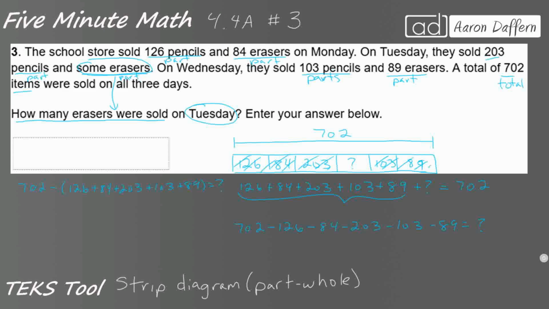Okay, so let's do that. Let's add our 5 parts. So I'm going to take 126, 84, 203, skipping that unknown, 103, 89. Let's add those together. That's going to be 10, 16, and then 9 is 25. All right, 2 and 8 make 10. 2 and 8 make 10. That's 20. 1, 2, 3, 4, 5, 6. All right, 605. Now I need to subtract that from 702, and you get 97 erasers.